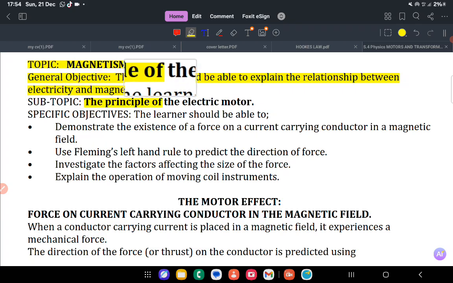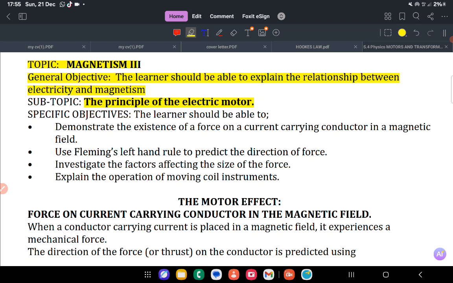Welcome to the subtopic, the principle of the electric motor. How does the electric motor work? You will be asked in your exams, especially in paper 2, either question 1 or question 2. The examiners will ask you to describe how the DC motor works. So in this lesson, we shall explore the working of the electric motor, the principle on which the electric motor works.